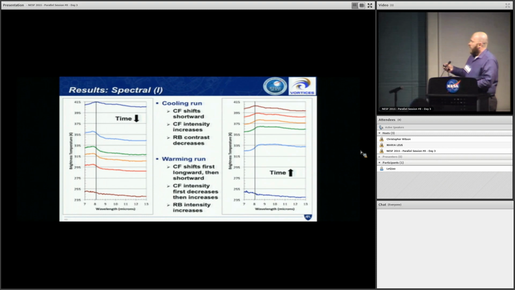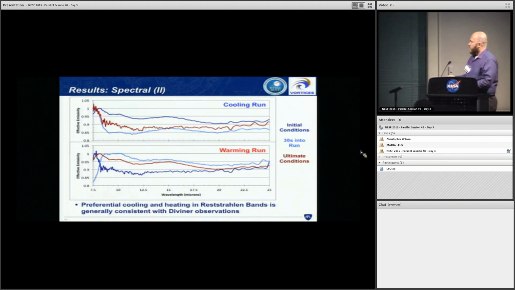When you warm it up, all of your initial energy is being absorbed and emitted in the Restrahlen bands, so the CF moves here, and then very gradually moves back to its native position, and the Restrahlen band intensity decreases as the CF intensity increases. So this is very different and definitely something that we can measure with Diviner and also feed forward into spectral thermal models.